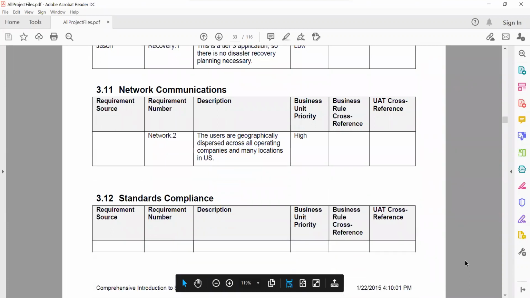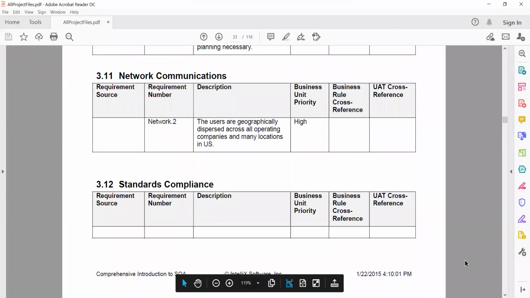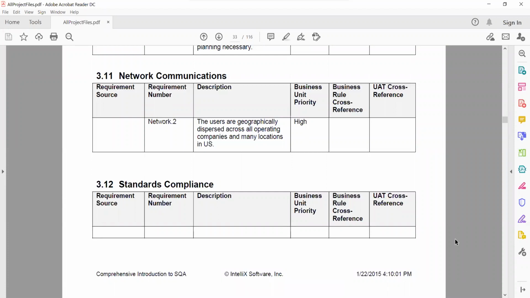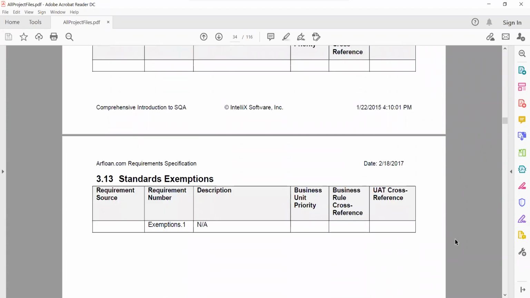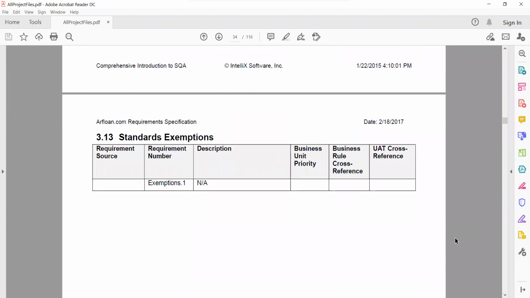And then there's talk about the communications and the standards compliance type of requirements. So this is all part of the operating characteristics under which this system needs to work. And then sometimes you have specific industry standards or government regulations, and if you got exemptions, then you need to identify what exemptions there are, because that maps to, hey, I'm not going to fulfill this requirement and here's the reason why.